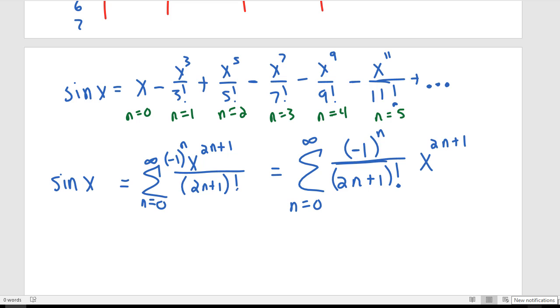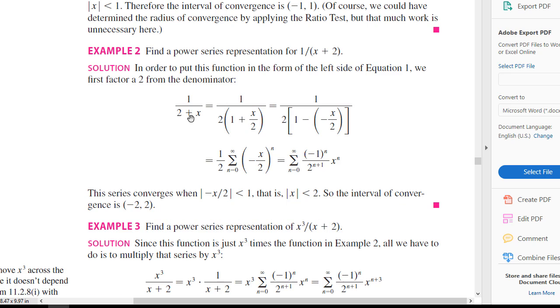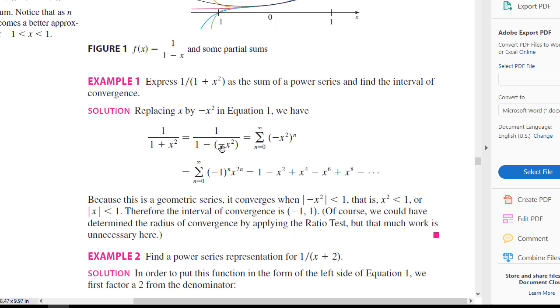Now if I go back to Stewart's textbook real quick, we can see here are the coefficients for this particular function, and for this particular function, and for this particular function. Here it is, right here, negative 1 to the n. So every single function has a power series representation. How do we find that power series? We utilize what we call the Taylor series.